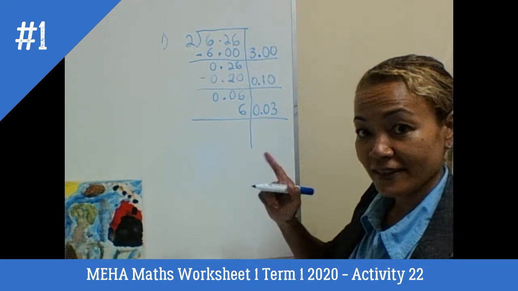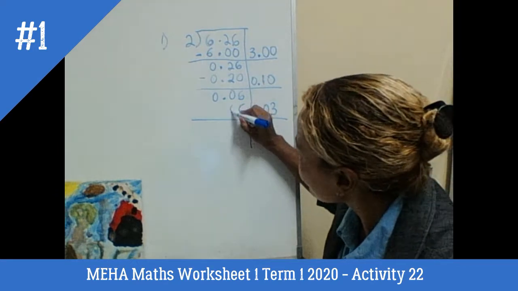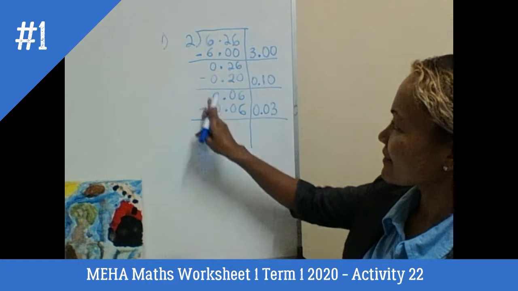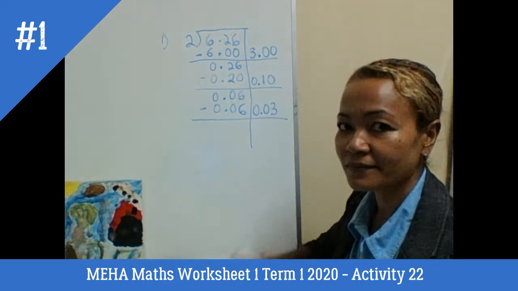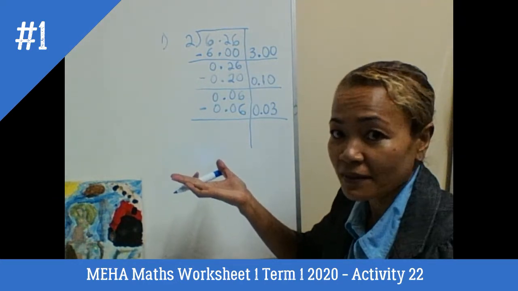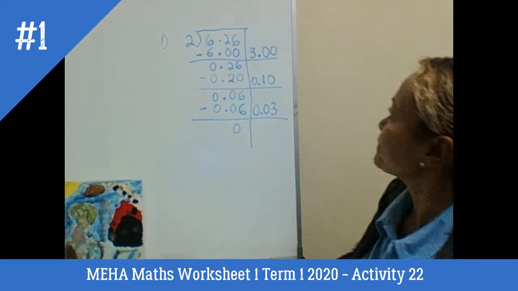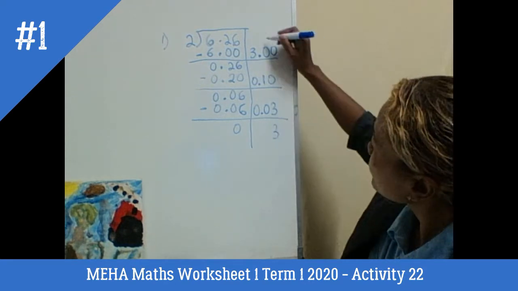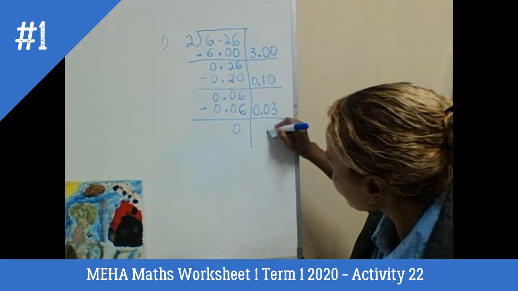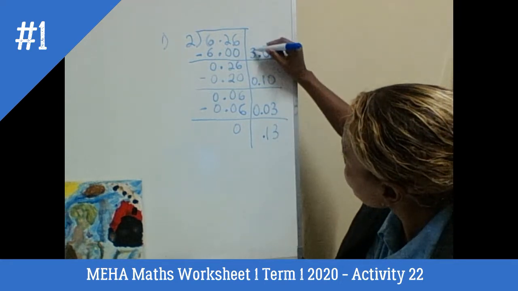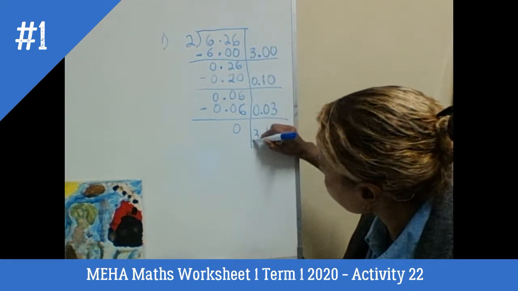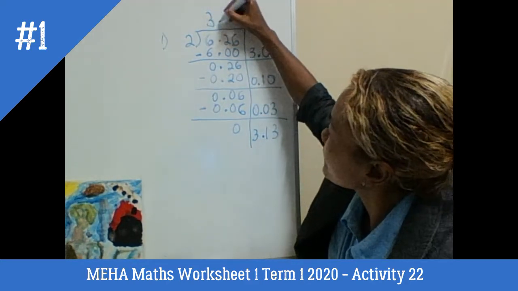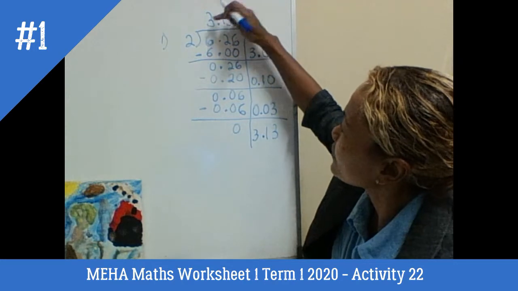All right. Fill in the zeros and the decimal point. 0, 0. Subtract that. That number is exactly the same as that number. One number minus the same number is 0. Right, 0. Now to add: 3, 1, point, 3.13. So your answer is 3.13.